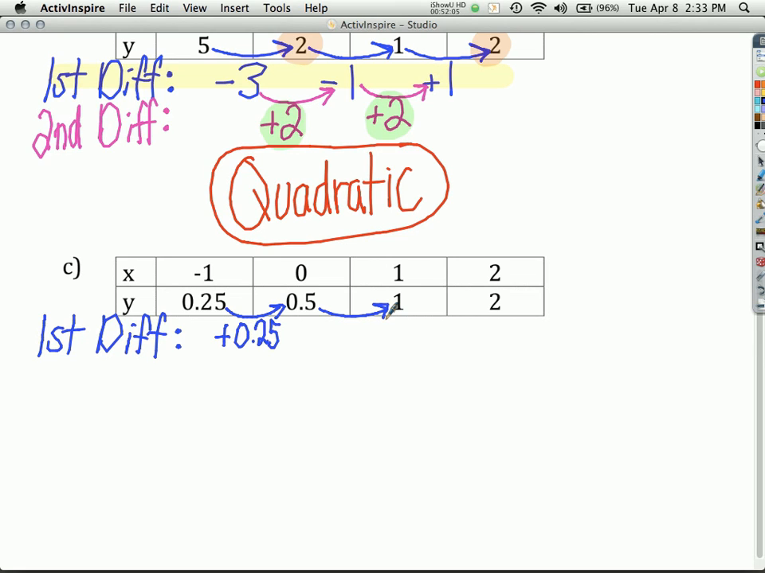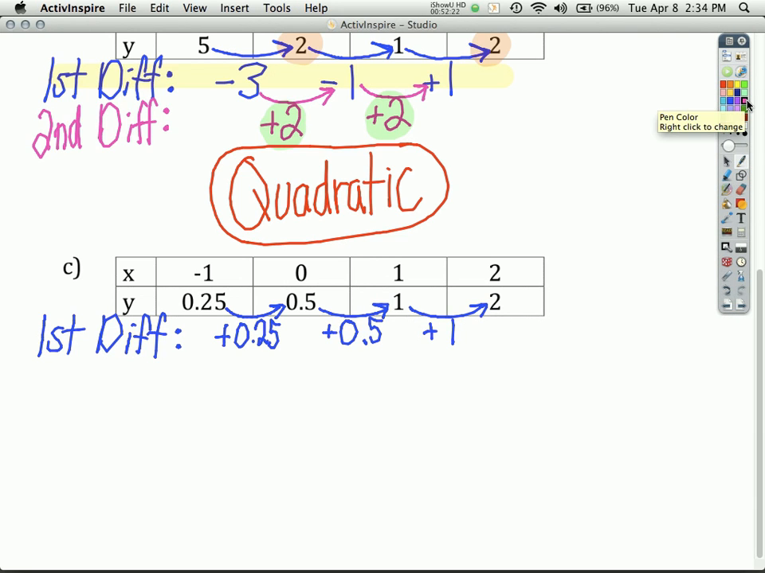What do we do to go from 0.5 to 1? John? Add 0.5. So we can already see it is not linear. What do we do to go from 1 to 2? I don't need a volunteer for that. We add 1. So we can see that the first differences are all different. Now let's check the second differences.